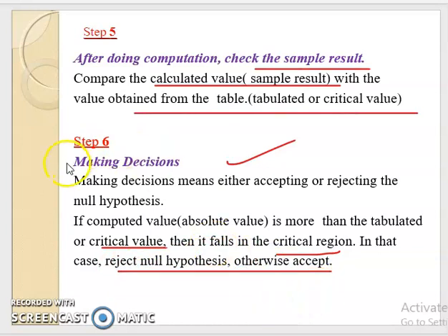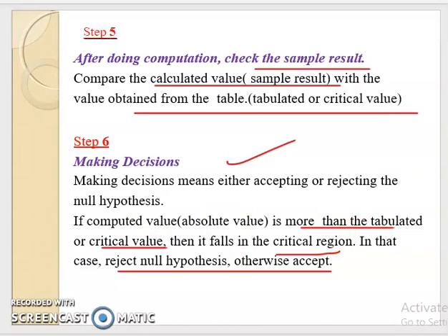So the final step is making the decision, and the decision is dependent upon the values that you are getting. If the value is more than the tabulated value or the critical value, then it falls under the critical region, and you will be rejecting the null hypothesis. If you are getting a lesser value, then the null hypothesis will be accepted. So that is the decision making.